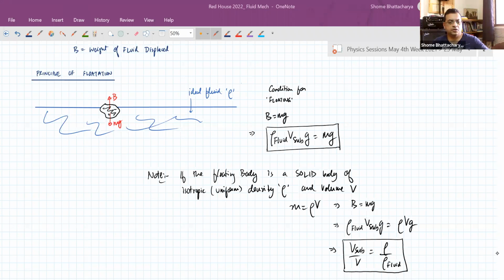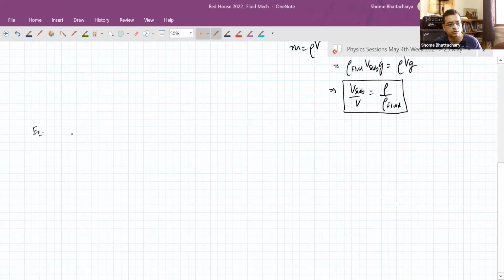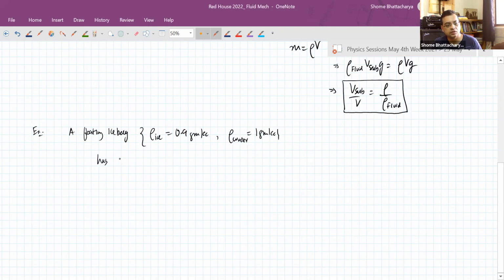Okay. So as a simple direct consequence of this equation, we can see, for example, a floating iceberg. The density of ice is 0.9 gram per cc. The density of pure water, of course not saline water like sea water, but pure water, is 1 gram per cc. So a floating iceberg has 9/10 part of its volume submerged.